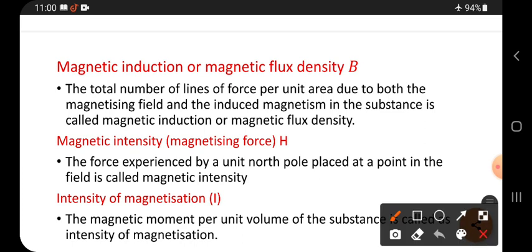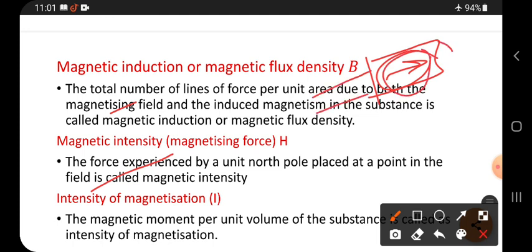Magnetic flux density is because of two things. One is the magnetizing field, meaning the applied field, which we generally call H. The other is due to induced magnetism: inside the substance, dipoles are present, they orient in one direction and create their own magnetism. This magnetism plus the external magnetic field per unit area is called B.